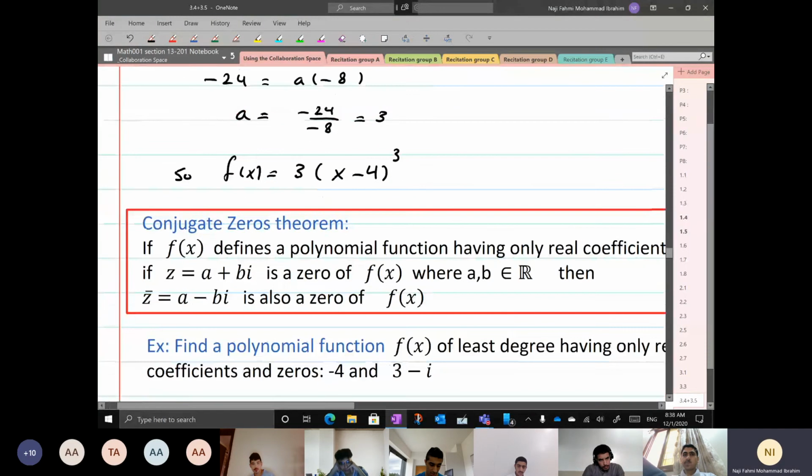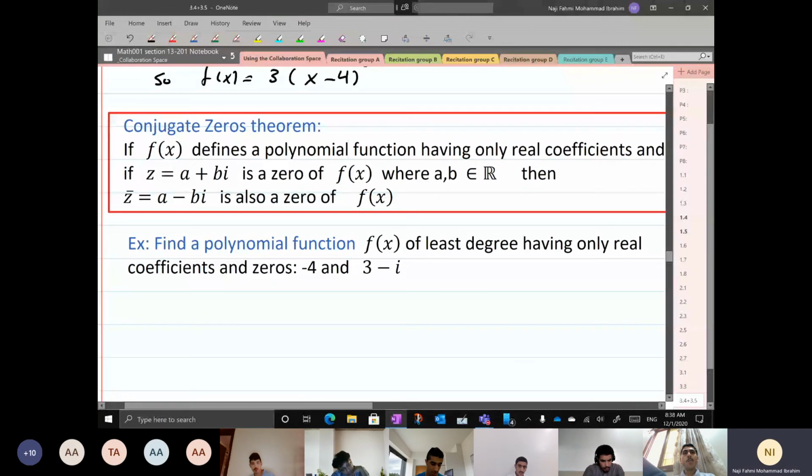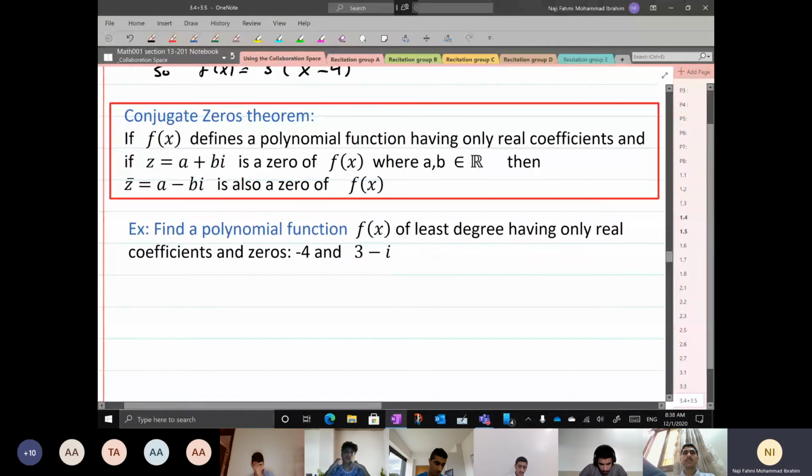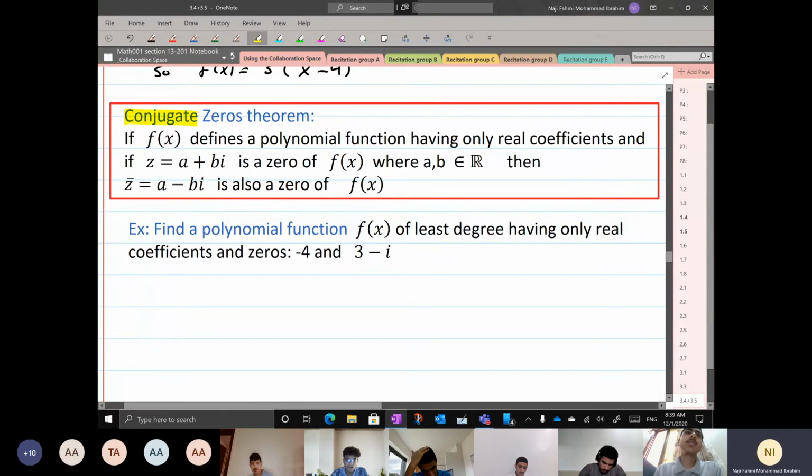Now let's move to the next part of this lesson, which is the conjugate zeros theorem. This is a very important theorem, so let's read it and solve some questions on it. Do you remember the word conjugate? What does it mean in Arabic? Murafaq, yes. Are these conjugates, a plus bi and a minus bi? Yes. So let's read the theorem.